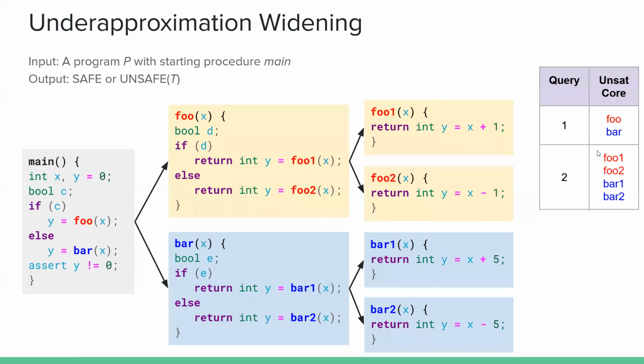Unsat core says that foo1, foo2, bar1 and bar2, these four are the reason why we cannot satisfy the assert. Therefore, we inline these four call sites. Once we inline all these call sites, the next underapproximation query will say that the assert is not satisfiable. So this constructs a proof of the program. So we say that the program is safe.